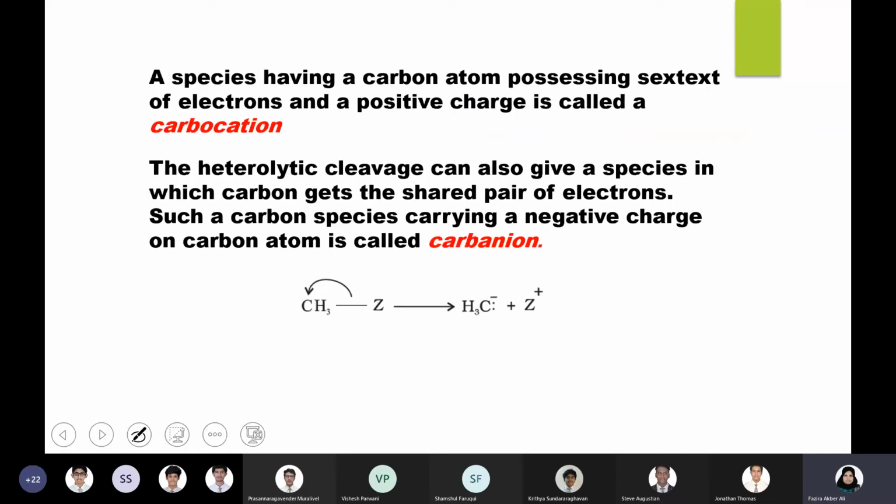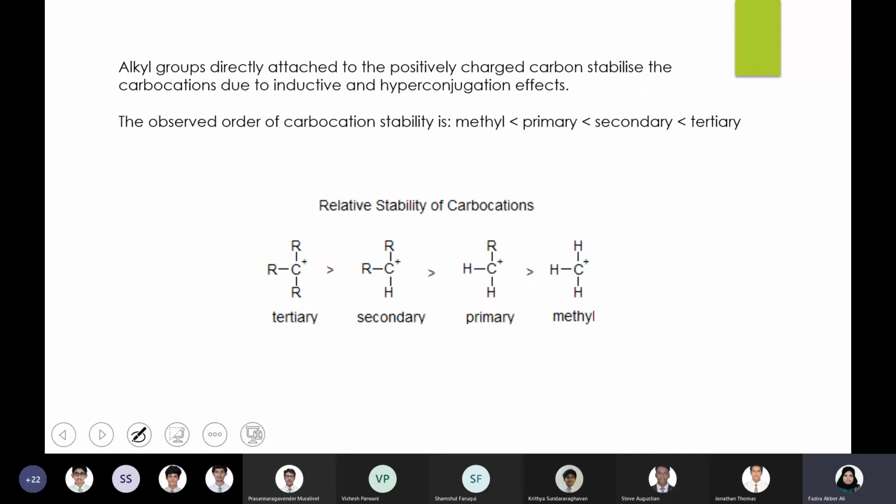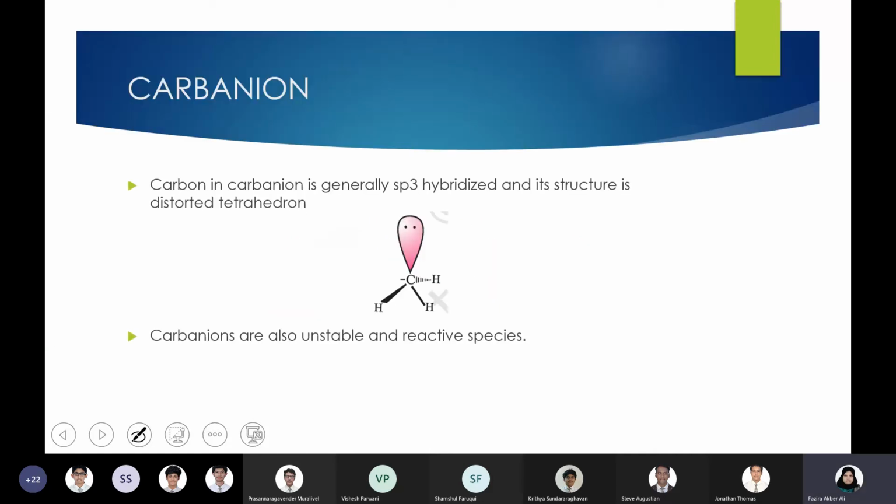Then we named the two species called carbocation and carbanion. Carbocations are positive carbon fragments, and if it is a negative carbon fragment, then it is a carbanion. Then we started with carbocation and classified it as primary, secondary, tertiary, and we also discussed its relative stability. After that, we discussed carbanion being a negative carbon fragment, which is also highly unstable and reactive.